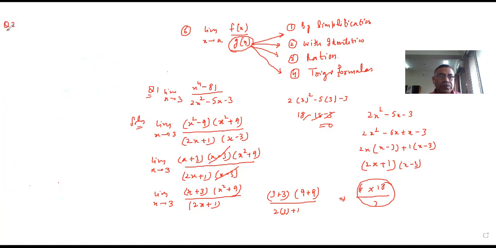Question number 2. This is another type. I will try to cover a few types here. The function is a plus bx when x is less than 1, 4 when x is equal to 1, and b minus ax when x is greater than 1. And he has given us that limit x tends to 1 of f(x) is equal to f(1). I want to find out the value of a.